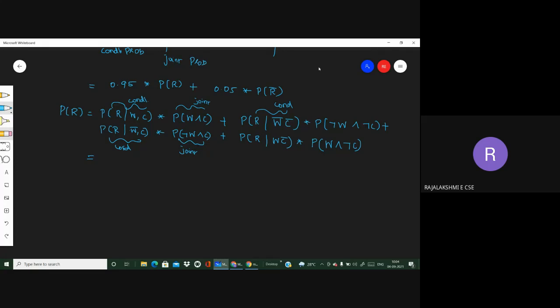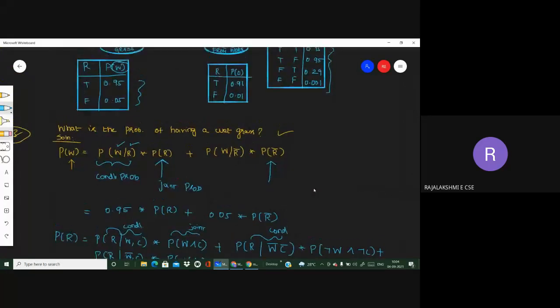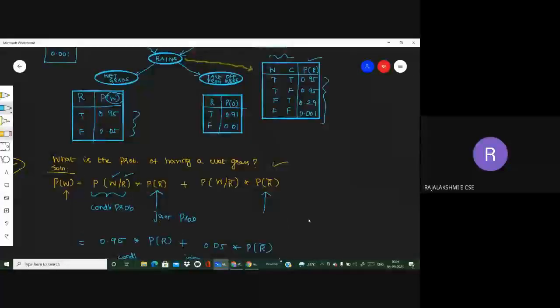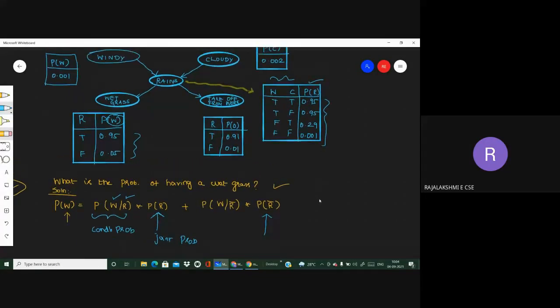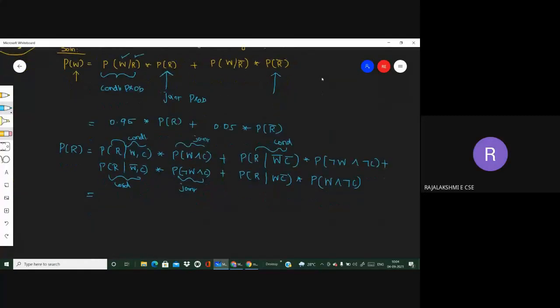So what is the probability of getting rain with W is equal to true and C is equal to true? What is the probability? See the probability table. Rain probability table, look. Both windy and cloudy true, what probability is there? 0.95. So for this first thing I am just writing.